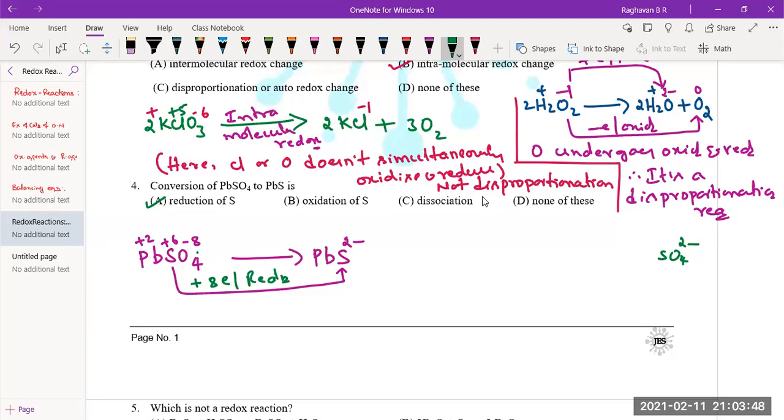Now in PbS again, this is +2. Because Pb is +2, sulfur should be -2. So +6 to -2, it is gain of 8 electrons. Reduction.